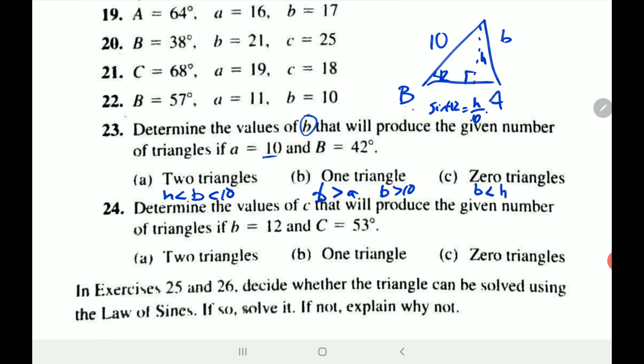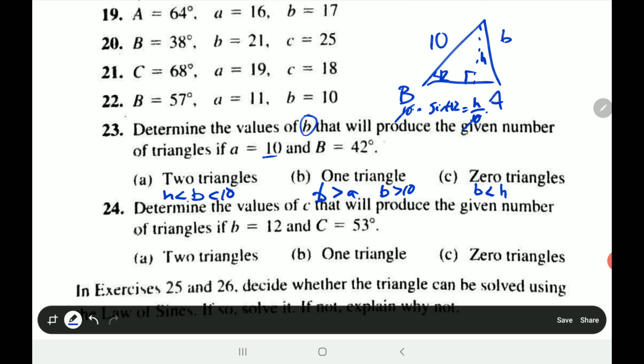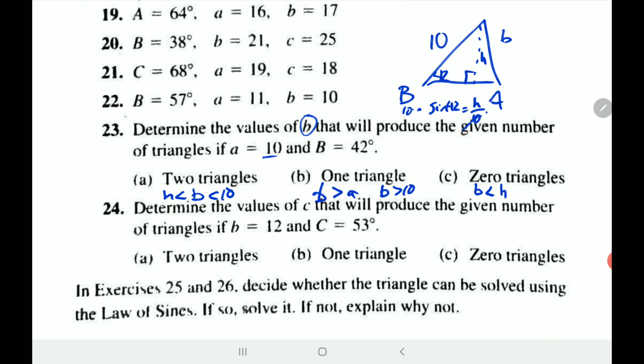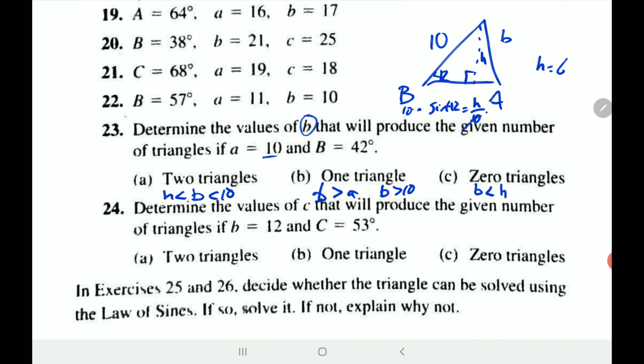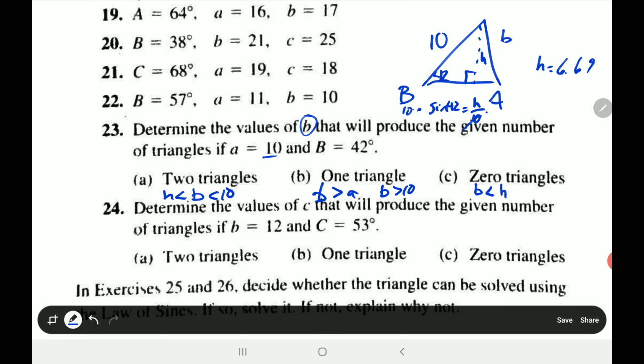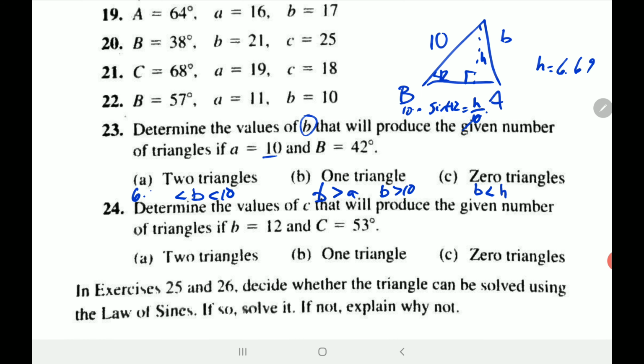So multiply by 10. All right. To get 10 times sine of 42, so 6.69. All right, so which means B has to be, for 2 triangles, bigger than 6.69, but less than 10. And for 0 triangles, less than 6.69.